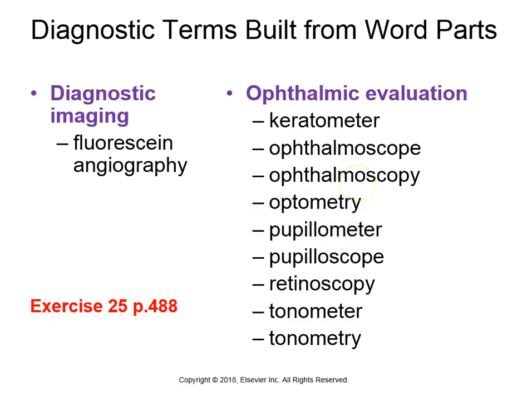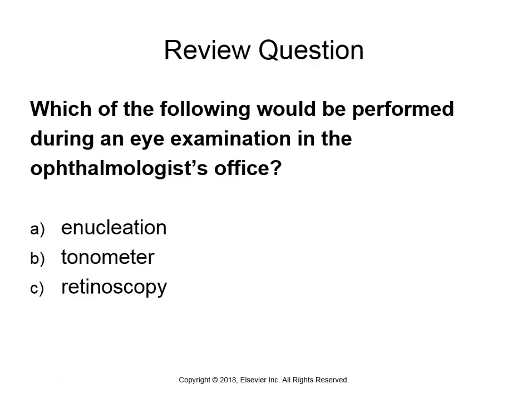Pupillometer and pupilloscope, those things are looking at the diameter of the pupil and just making sure that it is shaped correctly, working correctly. Same thing with retinoscopy to look at the retina itself. And then tono means pressure. So a tonometer is going to measure the pressure in the eye. Thinking about things like glaucoma with increased pressure, what that looks like. So which one of these would be done in an ophthalmologist's office?